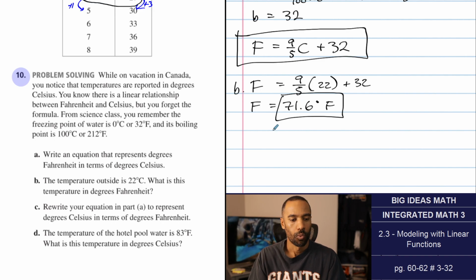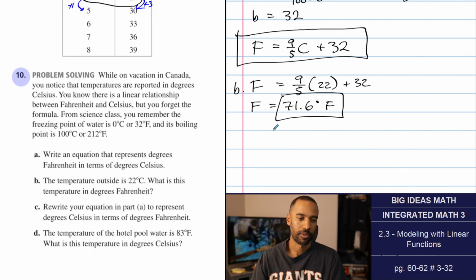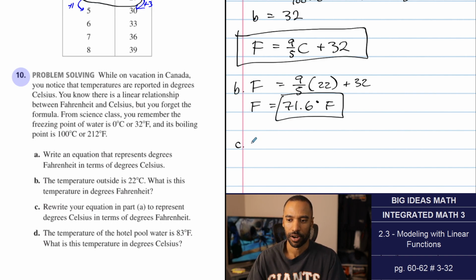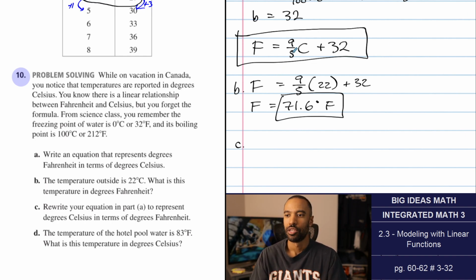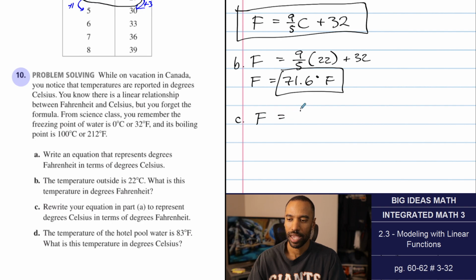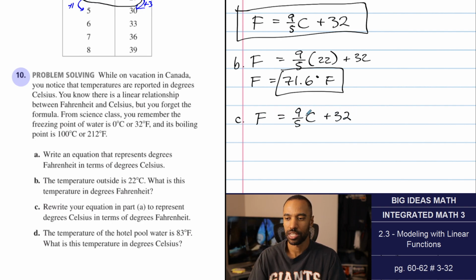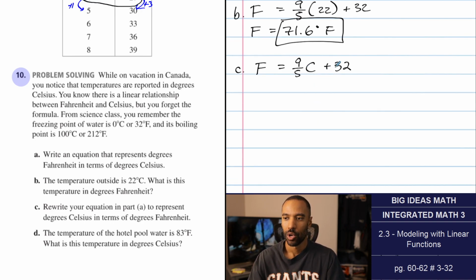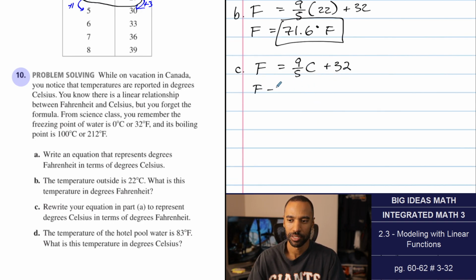Ideal. Rewrite your equation in part A to represent degrees Celsius in terms of degrees Fahrenheit. This is the other one I was talking about. So now what we're going to do is solve for C in this equation. So we have the equation F equals 9/5 C plus 32. Let's get C by itself by doing two things. We're going to subtract 32 from both sides.